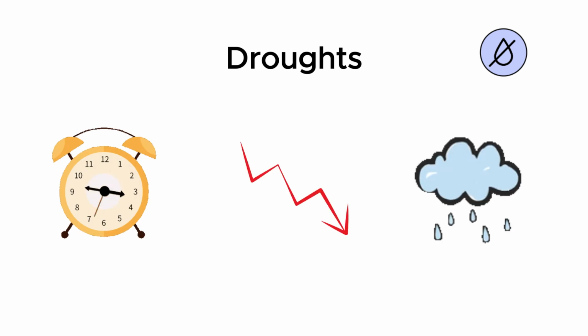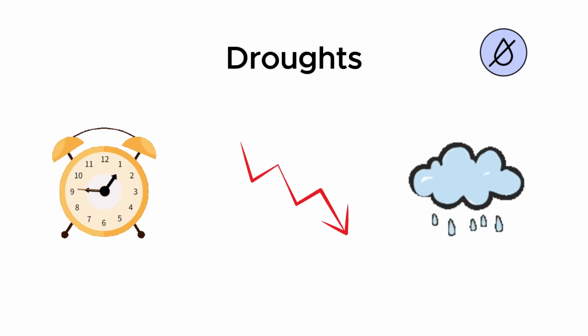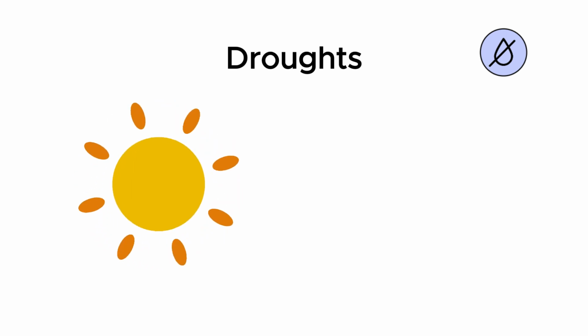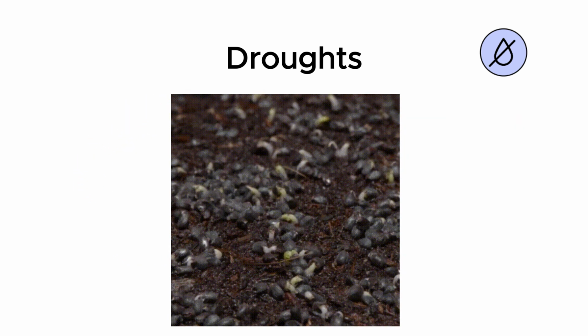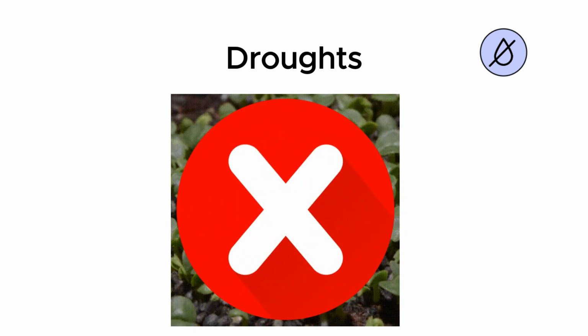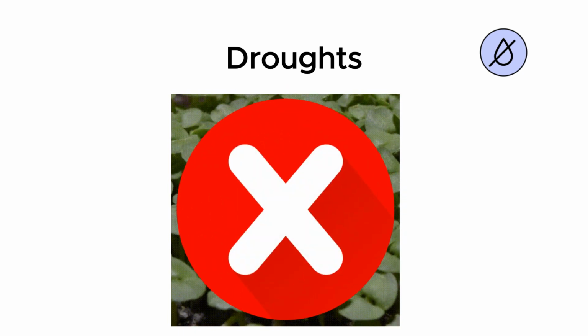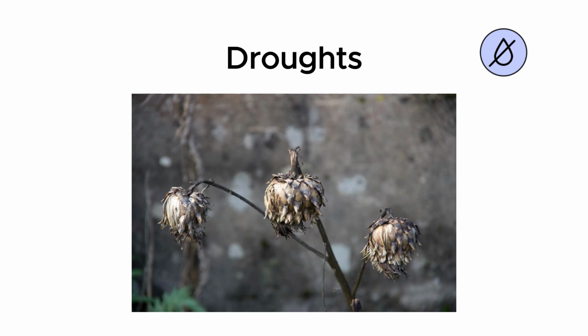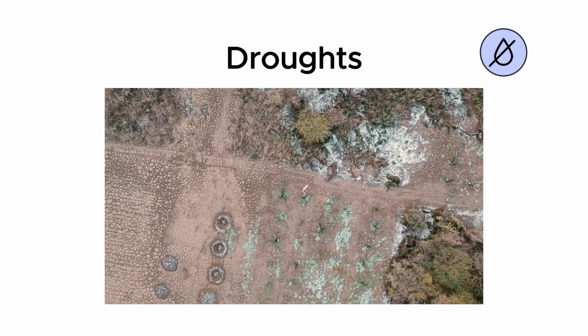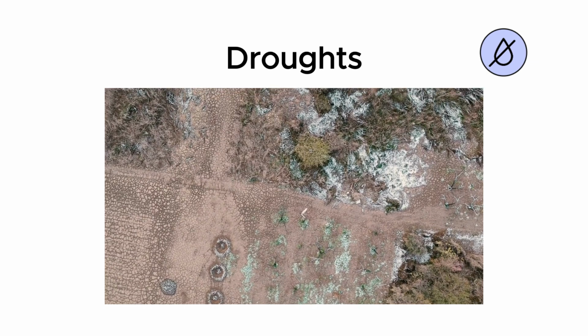Droughts occur due to long periods of below average rainfall, leading to a shortage of water. Imagine it's a hot, sunny day and you want to grow a beautiful garden. You plant seeds and wait for them to grow, but there's a problem. It hasn't rained in weeks and your garden is starting to look dry and faded. This is similar to what happens in a drought, but instead of your garden, it's vast areas of land that don't get enough rain for a long time.